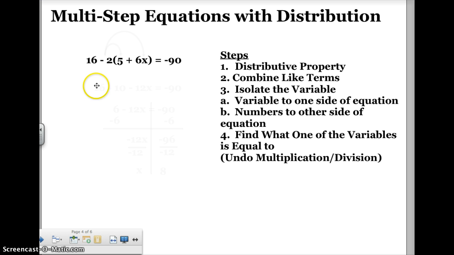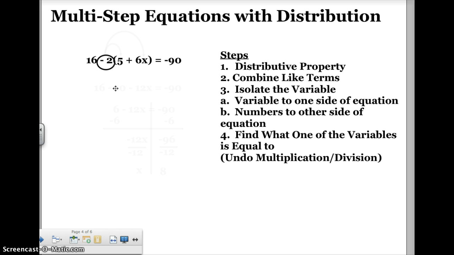So the problem I have is 16 minus 2 times (5 plus 6x) is equal to negative 90. Now the key to this problem is I'm going to have to distribute a negative 2 through the parentheses. The most common mistake is people think they're just going to distribute a 2 through the parentheses, but I've got to distribute the sign that comes with it. So let's see how that works.